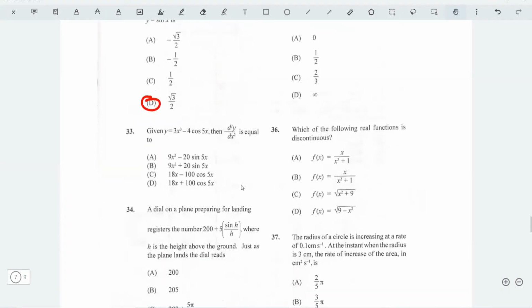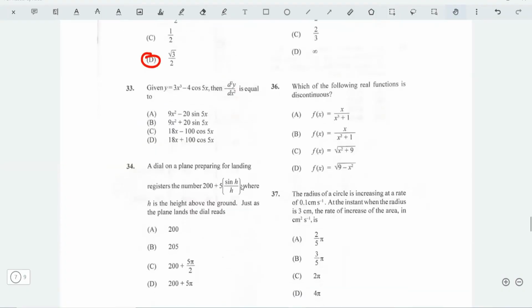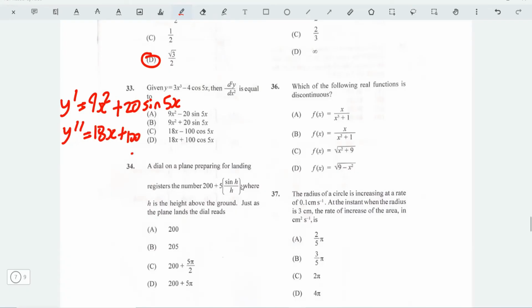All right, nice. Question 9, we just need to differentiate this twice. We differentiate 3x cubed one time and get 9x squared. When you differentiate cos, you get minus sine, so you get plus 5 times 4 is 20, so 20 sine 5x. Now we differentiate again. Differentiating 9x squared gives 18x. Differentiating sine gives cos, and 5 times 20 is 100, so you get 100 cos 5x. The answer is 18x plus 100 cos 5x.